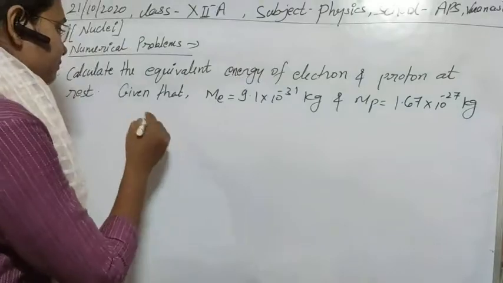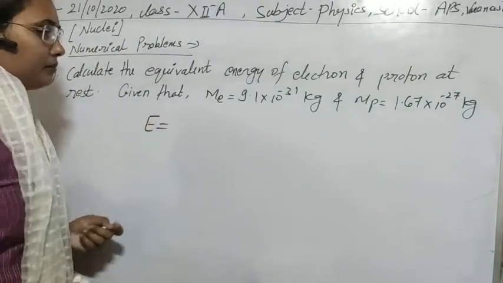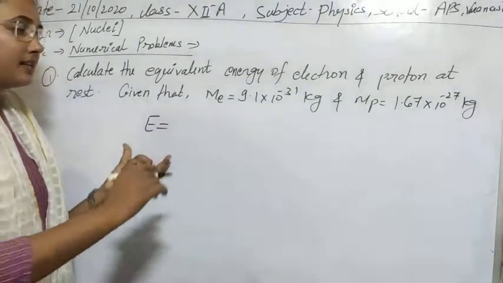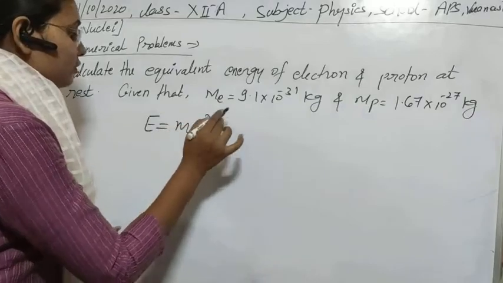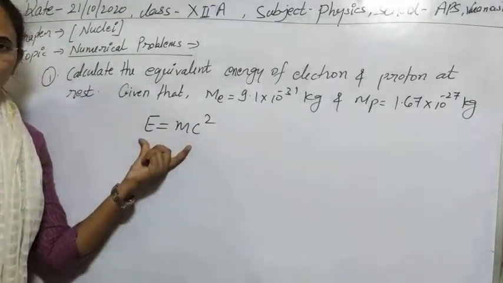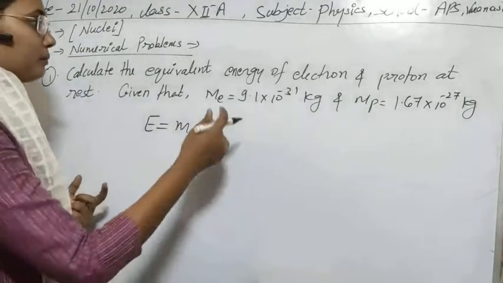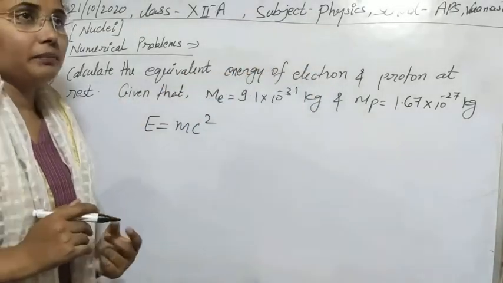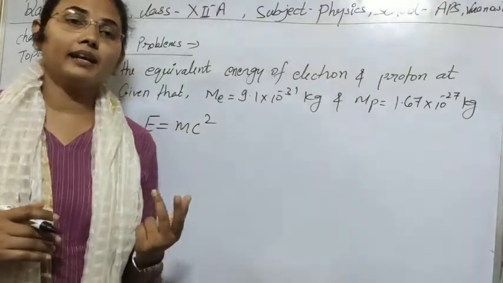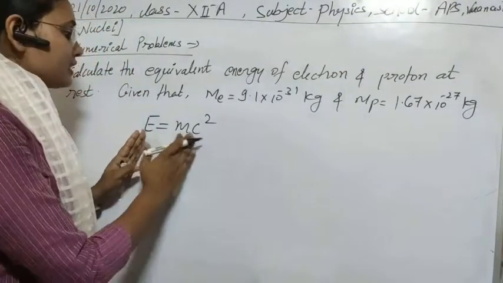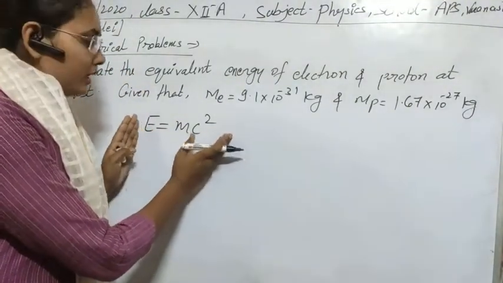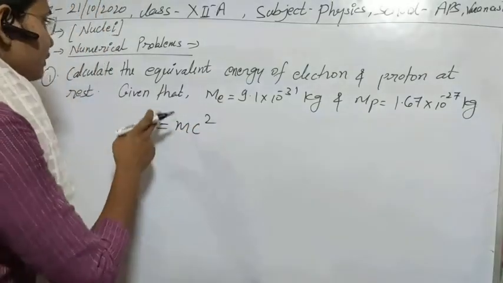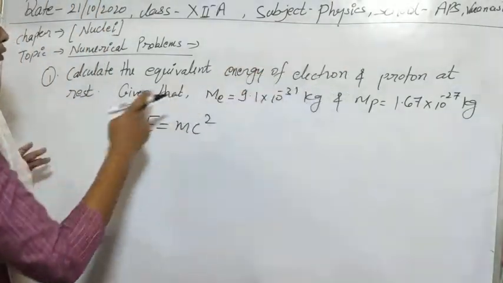So from the Einstein mass energy relationship, we know that E is equal to mc square. Clear? So if these two particles are at rest, it means that they will not have any kinetic energy. So definitely this equation will have only this form, E equal to mc square. So we have to calculate the energy of electron and proton separately.